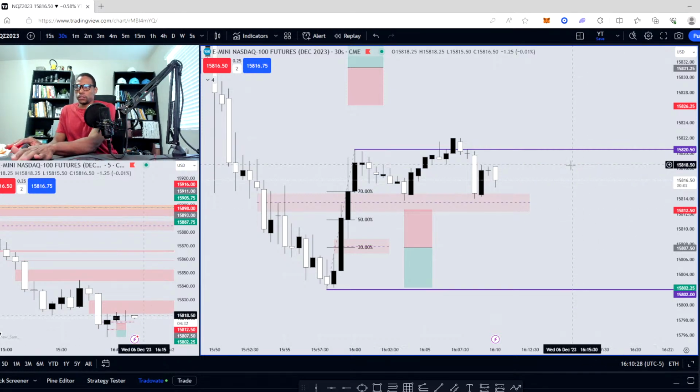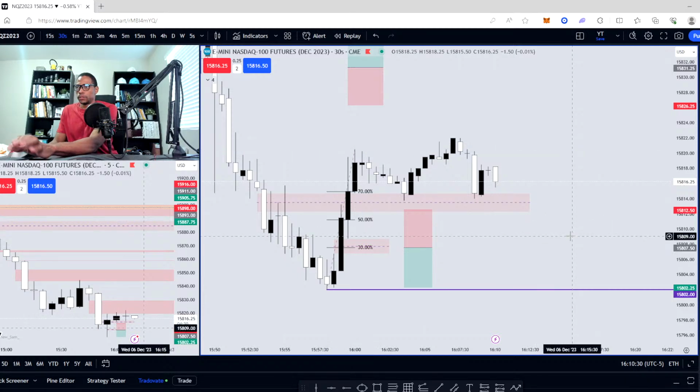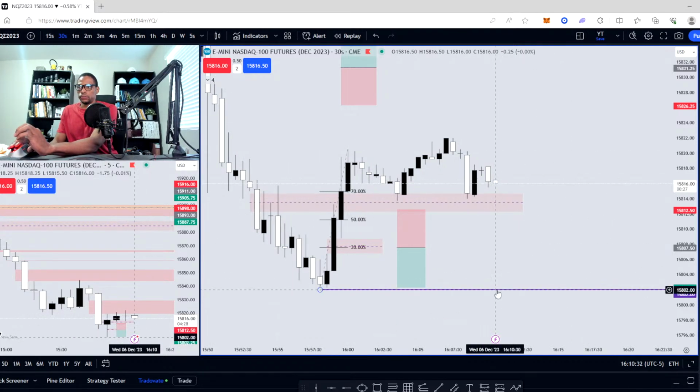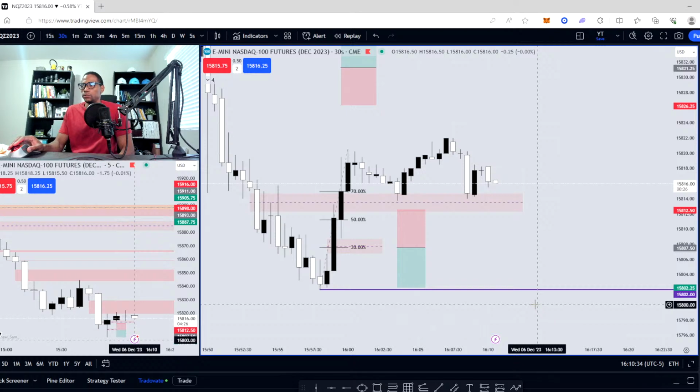Looking at our charts, now that we know that we've had the high swept, we're looking for price to get all the way down to sweep the low and put in a new low at 15,802. Based on the time, that's probably not going to happen, but for a short, that is what we would need.